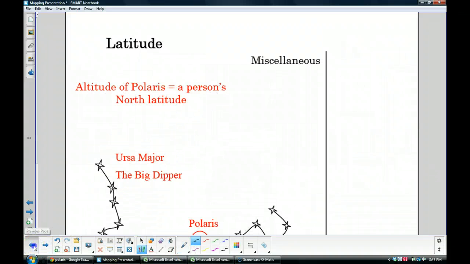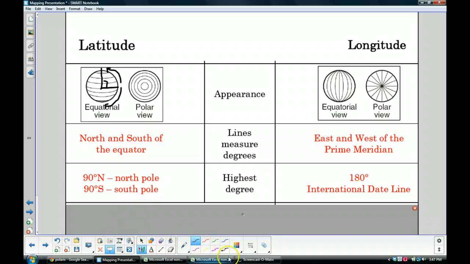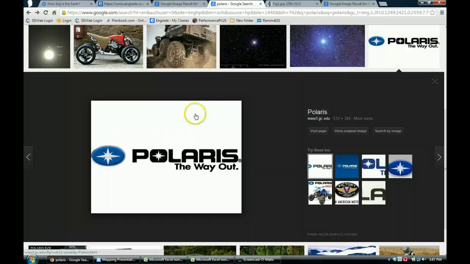There's something interesting about latitude, and it has to do with a star called Polaris. Oh, not that Polaris, but we'll see why. The symbol here for Polaris, the snowmobiles or four-wheelers or whatever you like to ride, that Polaris is a star, because Polaris is a star that is directly above the Earth's North Pole, and it's very, very far away. This is not to scale. So it's very far away, and it's directly above the North Pole.